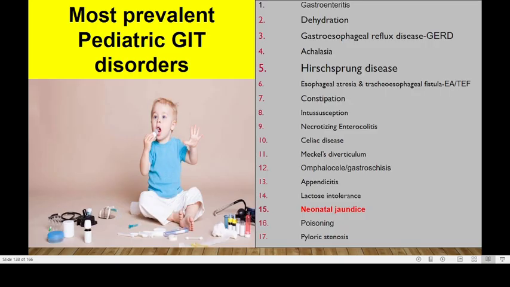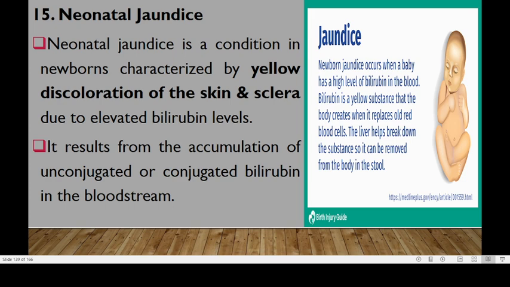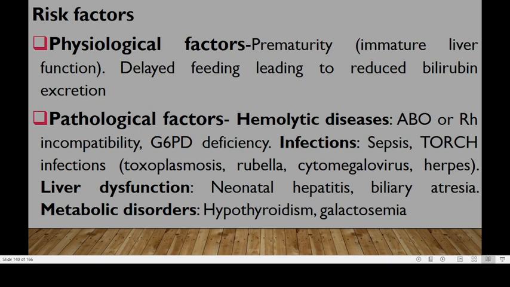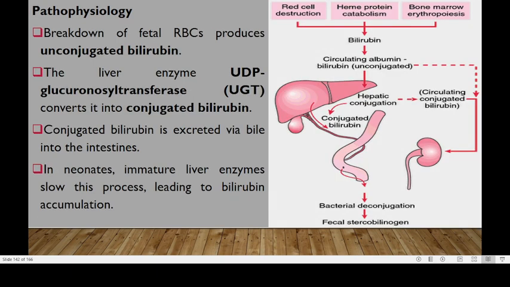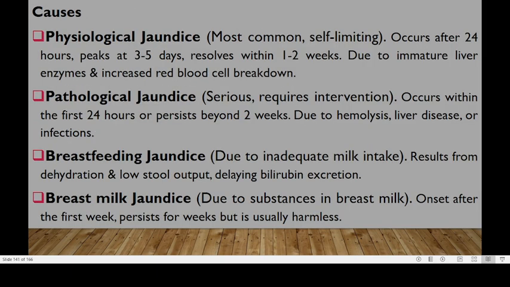The next condition is neonatal jaundice, a condition in newborns characterized by yellow discoloration of the skin and the sclera due to elevated bilirubin. It results from accumulation of unconjugated or conjugated bilirubin in the bloodstream. It can be caused by physiological or pathological factors. Physiological jaundice is the most common and it is self-limiting. It occurs after 24 hours and peaks at about 3 to 5 days.